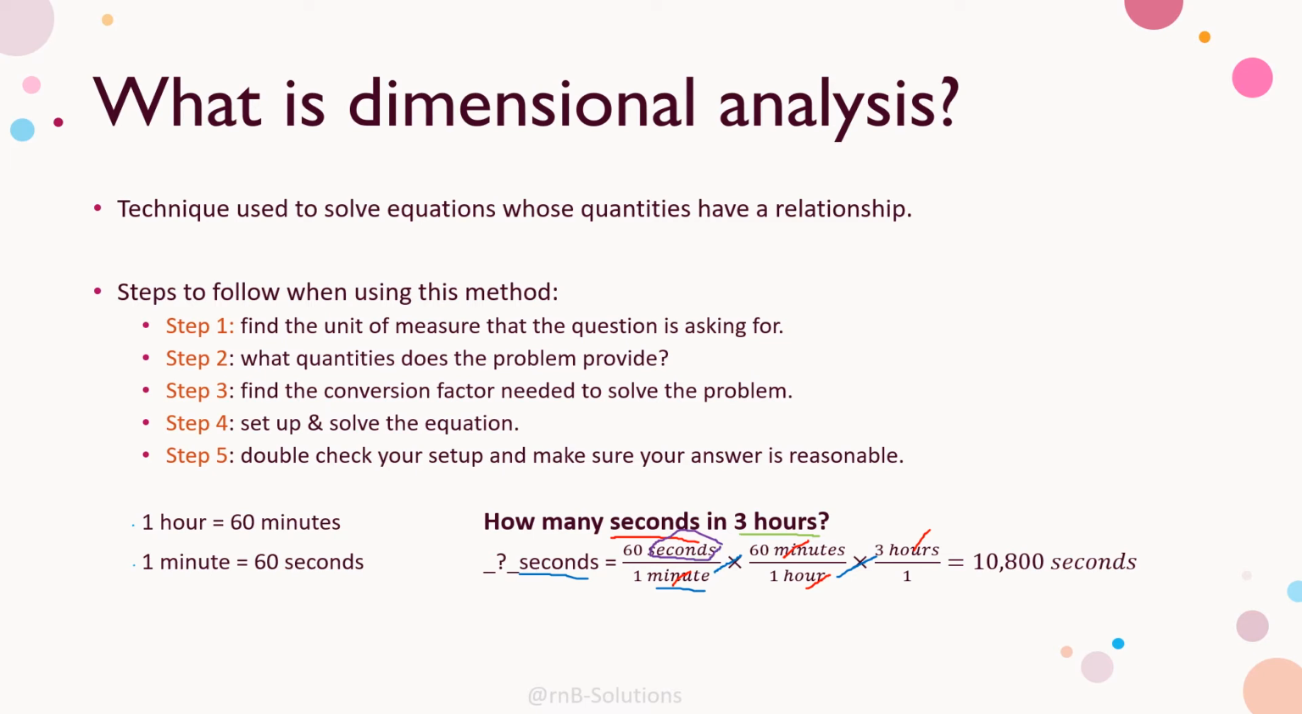60 times 60 times 3 is 10,800. 1 times 1 times 1 is 1. And then you would go ahead and do this, but the number divided by itself is the same number, 10,800. And then you would plug in the unit of measure that is for the answer. So they were asking for seconds. And that is how you set up dimensional analysis. And the answer for this problem is 10,800 seconds.